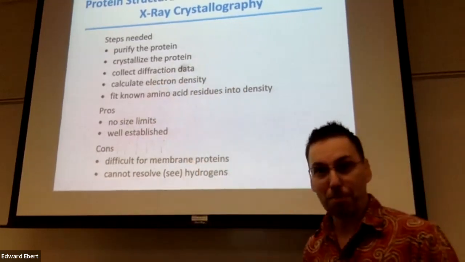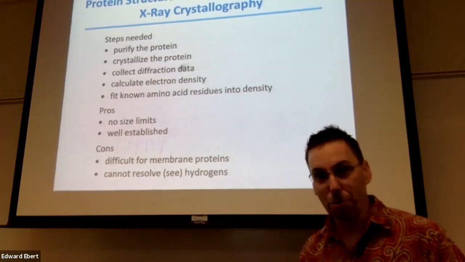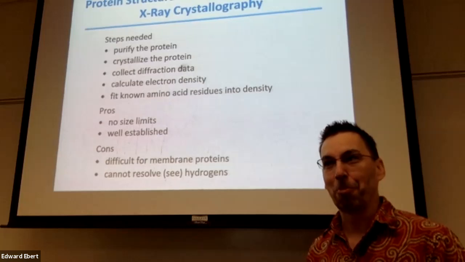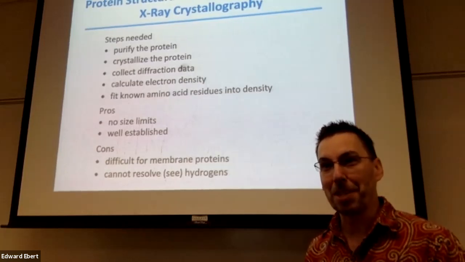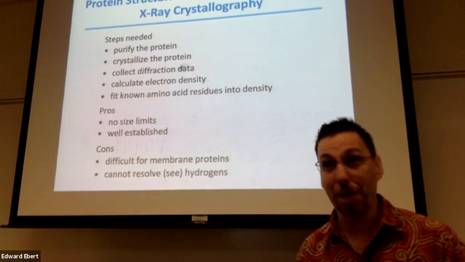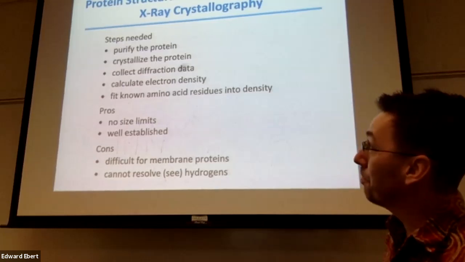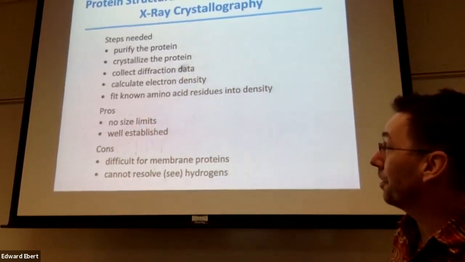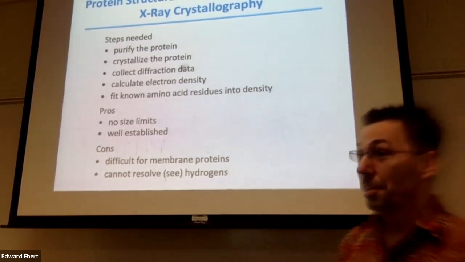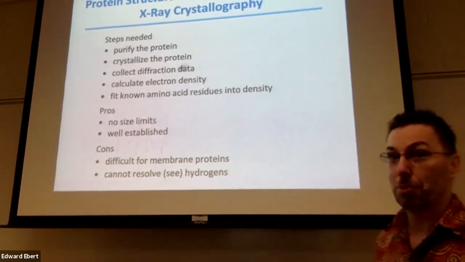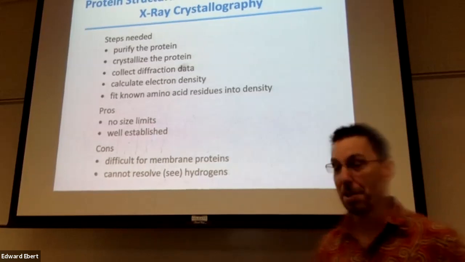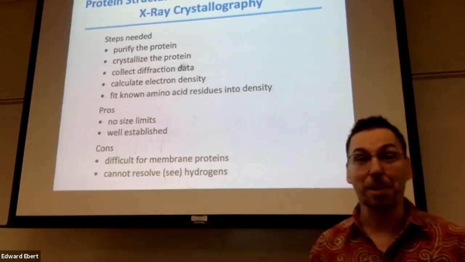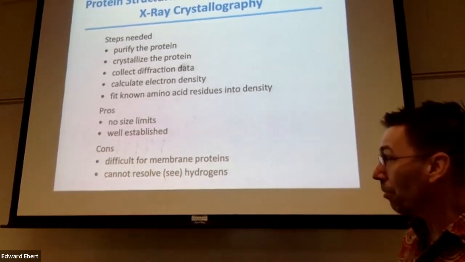We've got to purify our protein. That's not too bad. We've got to crystallize the protein. For some proteins that's easy. For many proteins, particularly ones that are membrane bound or mostly hydrophobic, that can be really challenging. Then we need to collect the diffraction data, calculate the electron density, and fit the amino acid residues into the density. The good news is there's no size limit. We can have massive proteins and work with this. It's very well established. The con is, membrane proteins make it really, really hard, and you can't really resolve the hydrogens in there.